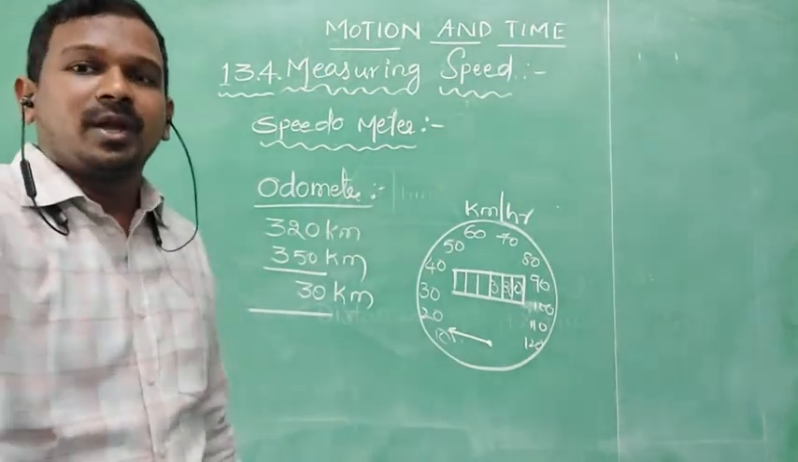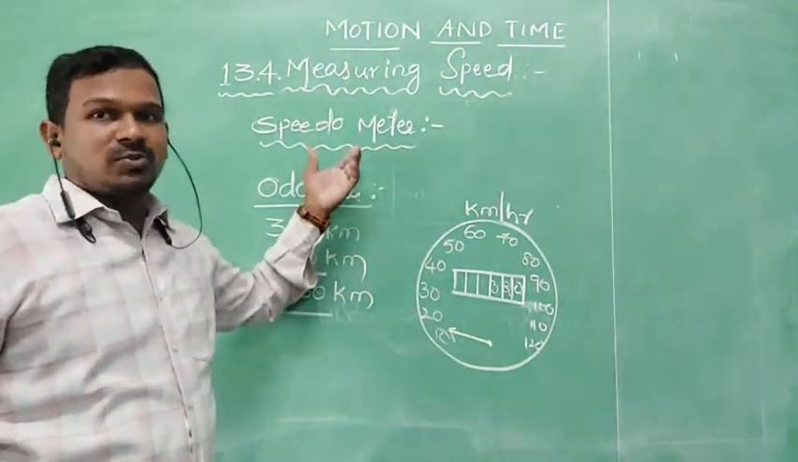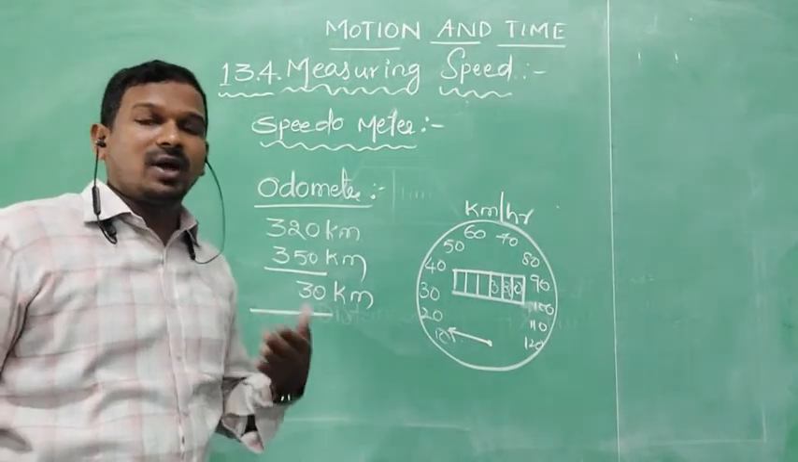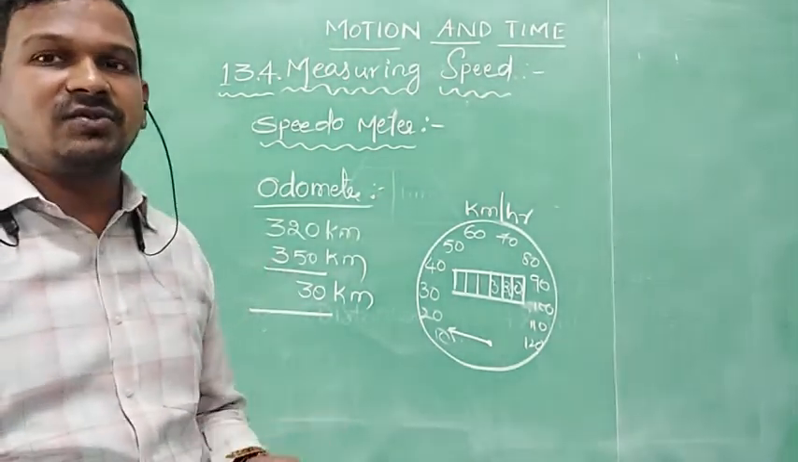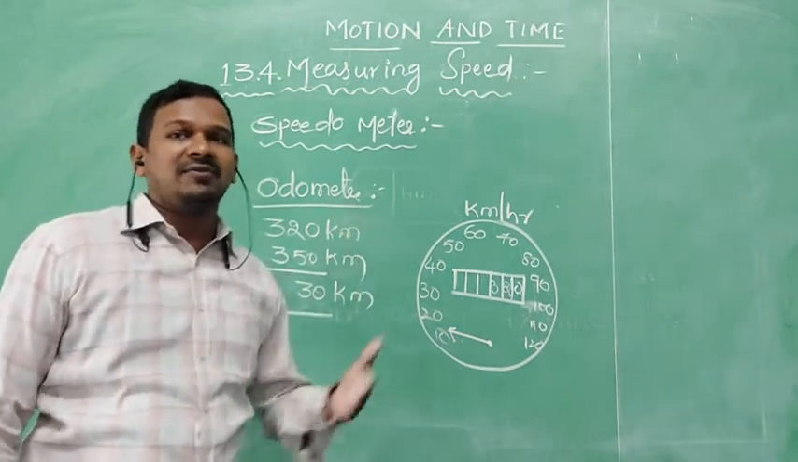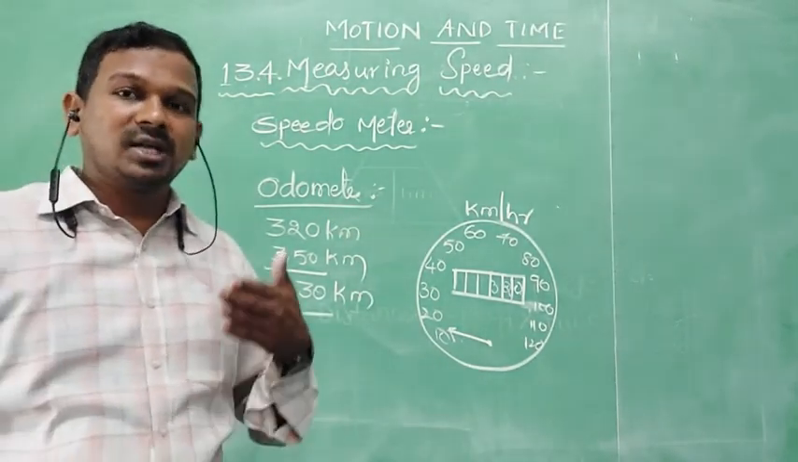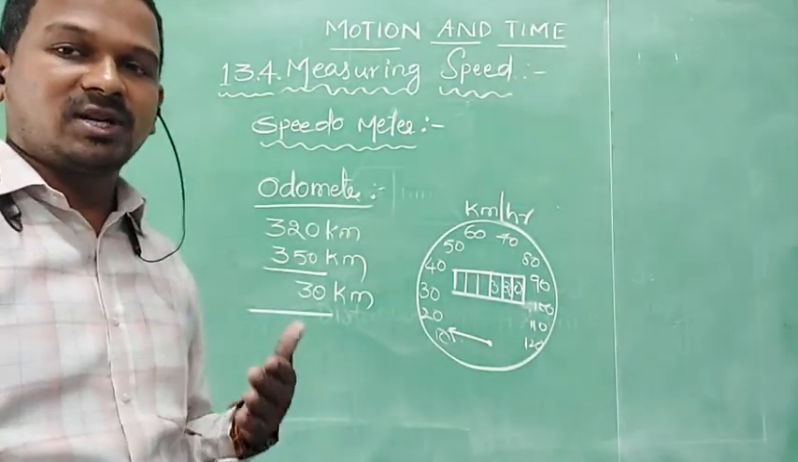Okay children, now we have discussed the speedometer and the odometer. In later sessions we are going to discuss graphs, which are used to represent speed and time as well as distance.